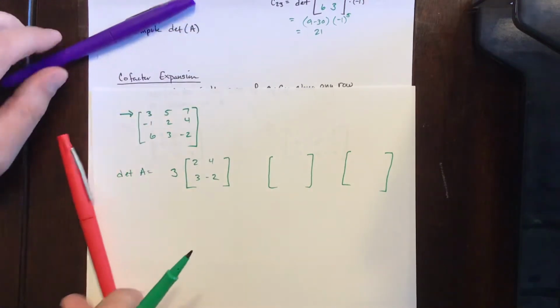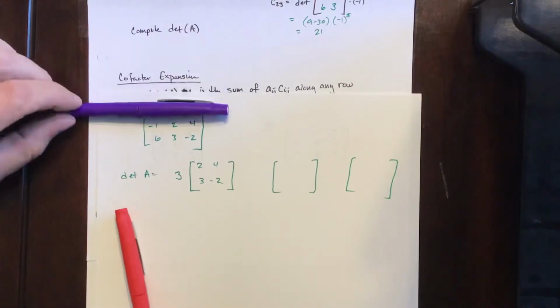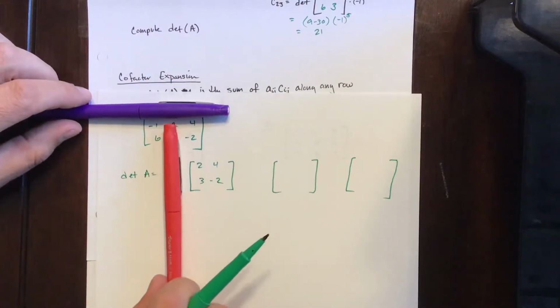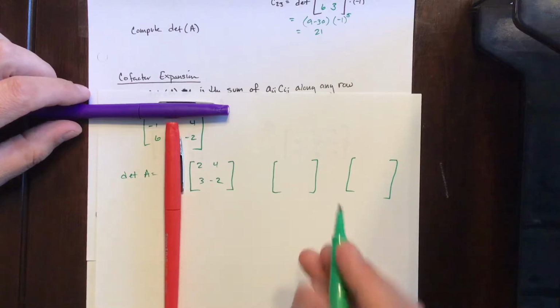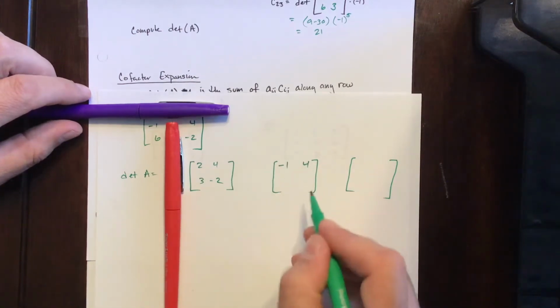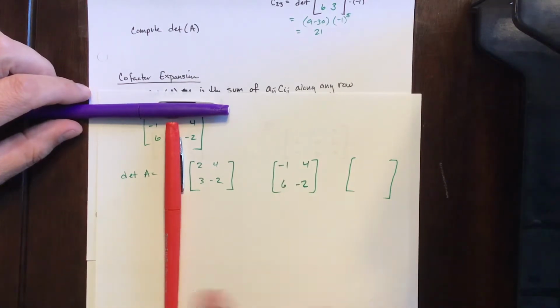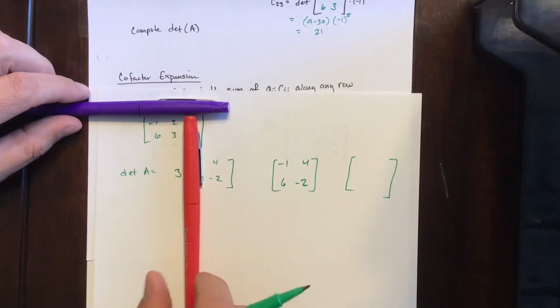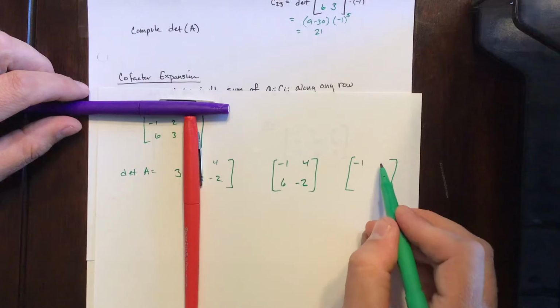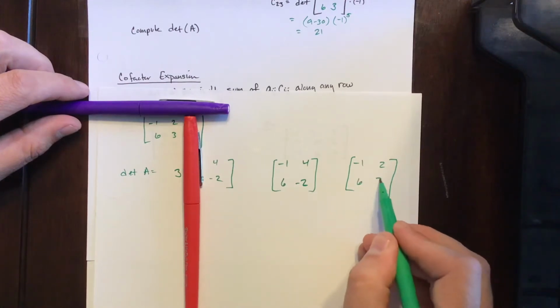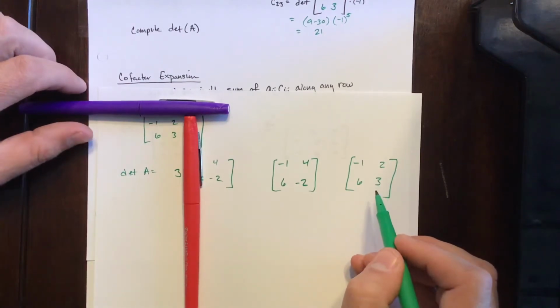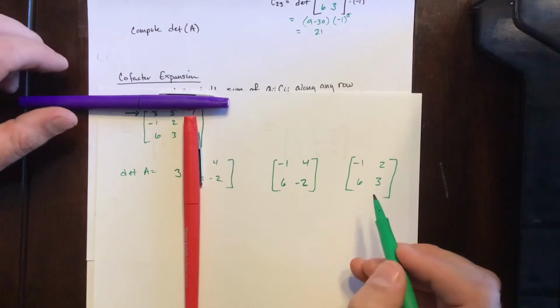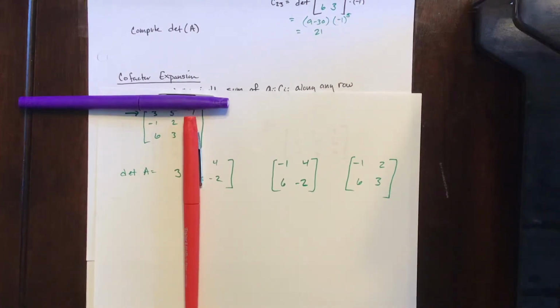Now do the same for 5. Cross out the row that 5 is in and the column that 5 is in. You're left with negative 1, 4, 6, and negative 2. And lastly, the row and column that 7 is in. You get negative 1, 2, 6, and 3. Hopefully that's all showing up. It's probably a little bit too tall there. All right.